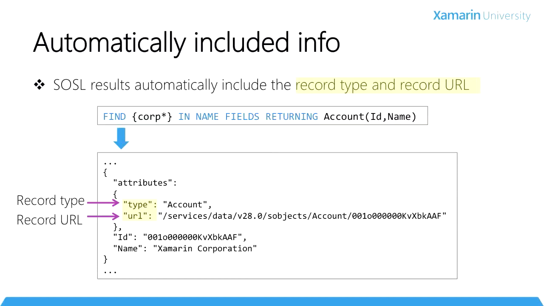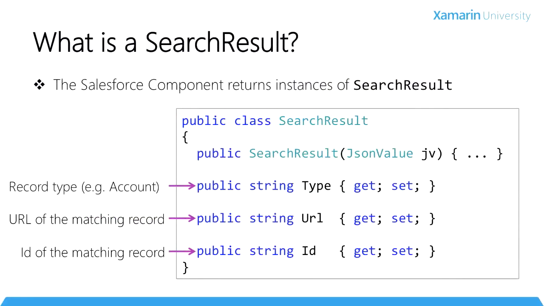This means you'll be able to access each item via ID and resource name, as well as a direct API call to the URI specified as part of this resource. So as with SObject, Salesforce will wrap this information for us into a C# object you can use. The Salesforce component defines a class named search result, and searches return IEnumerable of search result.